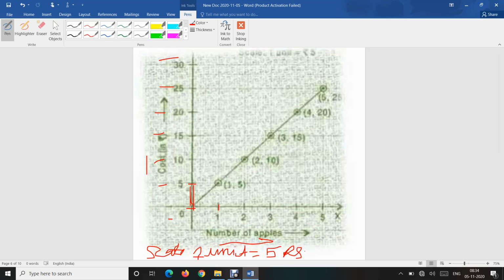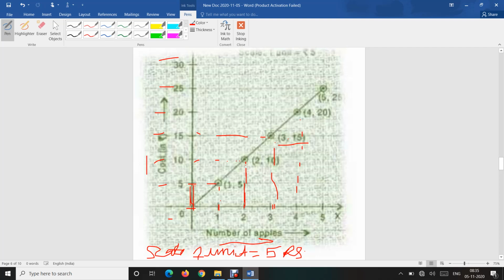The quantity on which cost depends is taken on the x-axis. So when the number of apples is 1, then the cost is 5. So the first point is here. When the number of apples is 2, that means here cost is 10. When the number of apples is 3, cost is 15. So this will be the coordinate 3 and 15.